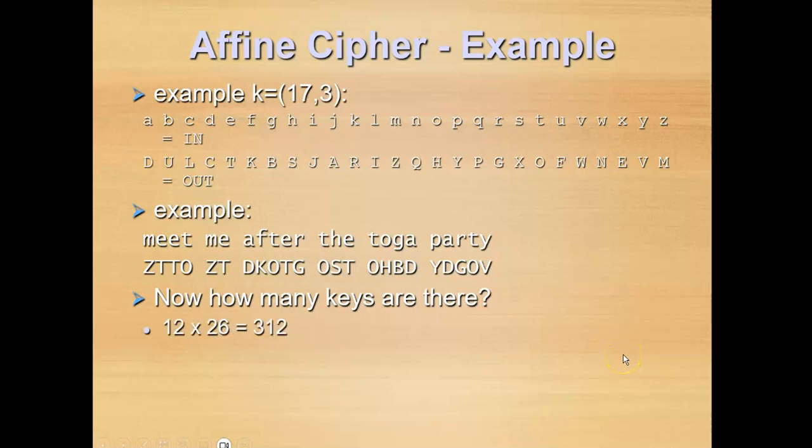So how many keys are used here? Totally we are taking 26 alphabets and 12 keys are used. So totally 312 keys are used, right? And this also can be easily attacked.